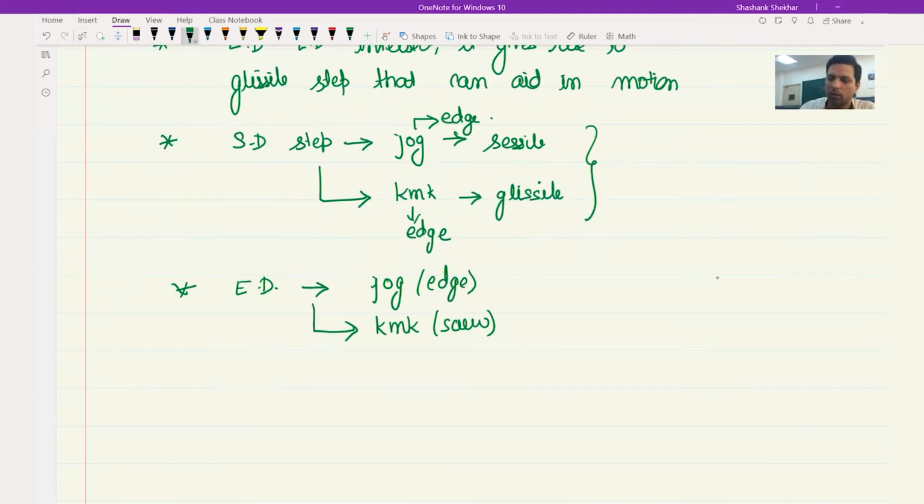So screw dislocations always give jogs, while for edge dislocation, it can be both edge or screw, depending on whether you are forming jog or kink.